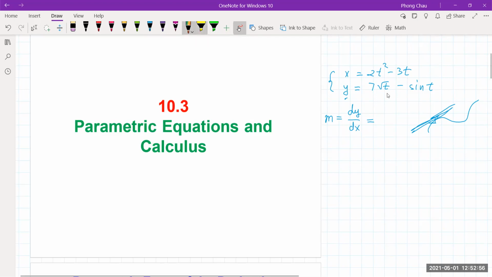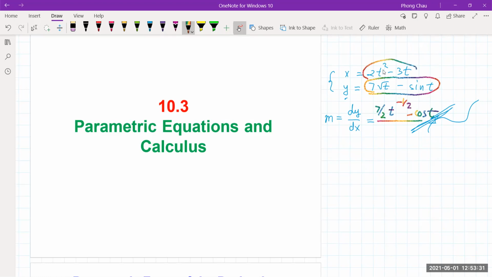So what it means is, you just look at this y function, you take the derivative of that with t as a variable. For example, here 7t to the half, so you take the derivative: a half times 7 is 7 halves, times t to the negative one half, minus the derivative of sine t, which is cosine of t, divided by the derivative of x. Well, this is 2t squared, so that's 4t minus 3. That's it.